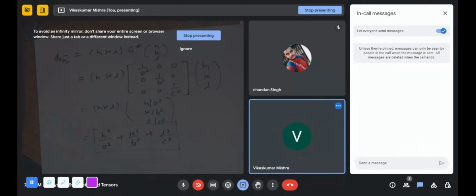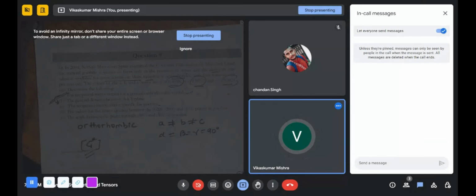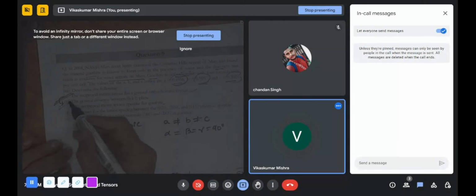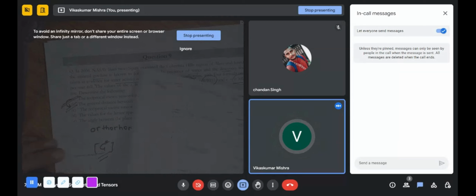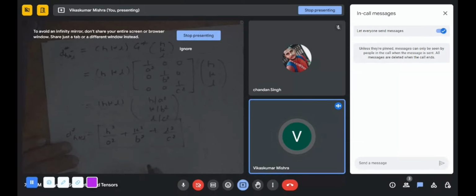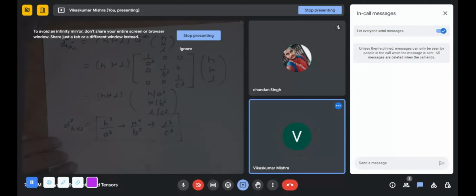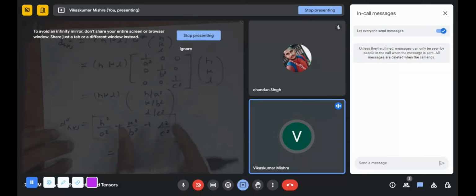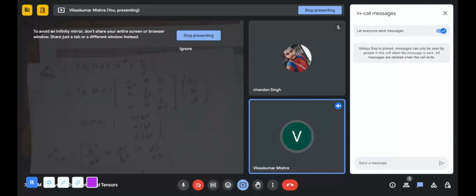In this manner one can find it. So that's how we have found the general distance between HKL. One thing is that this is in the reciprocal space. For the real space distance, I also forgot to tell this in one of the previous questions, we need to take a reciprocal of it. Just take a reciprocal of this, and we are done with it.